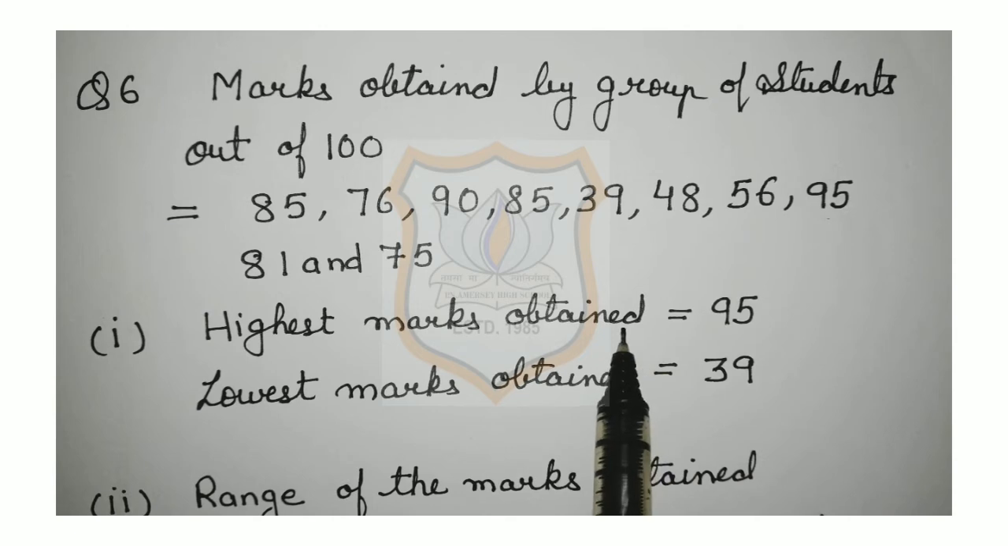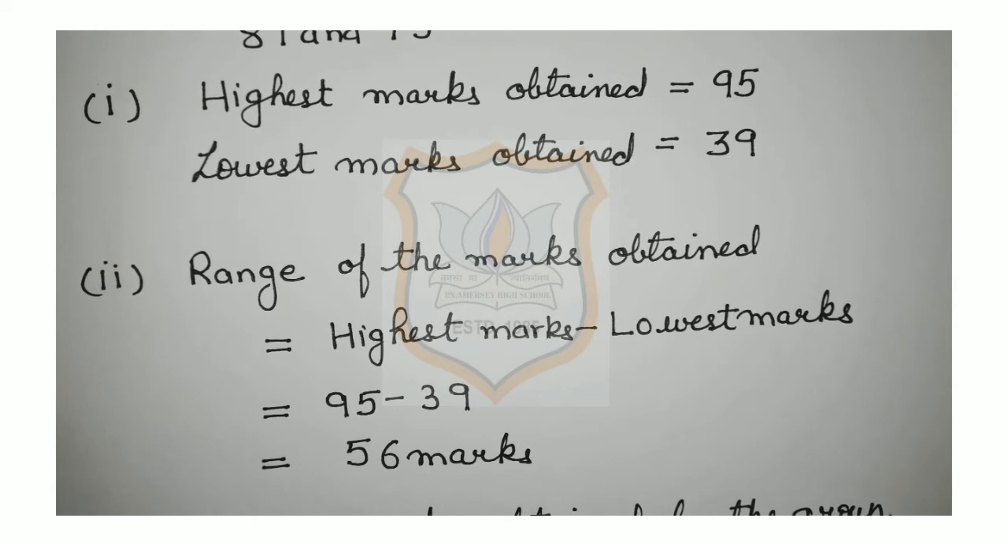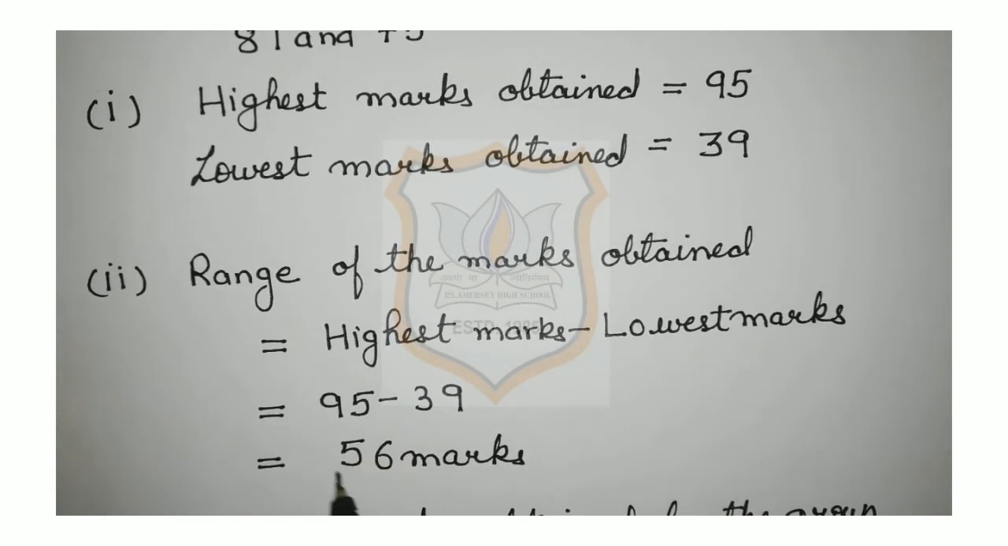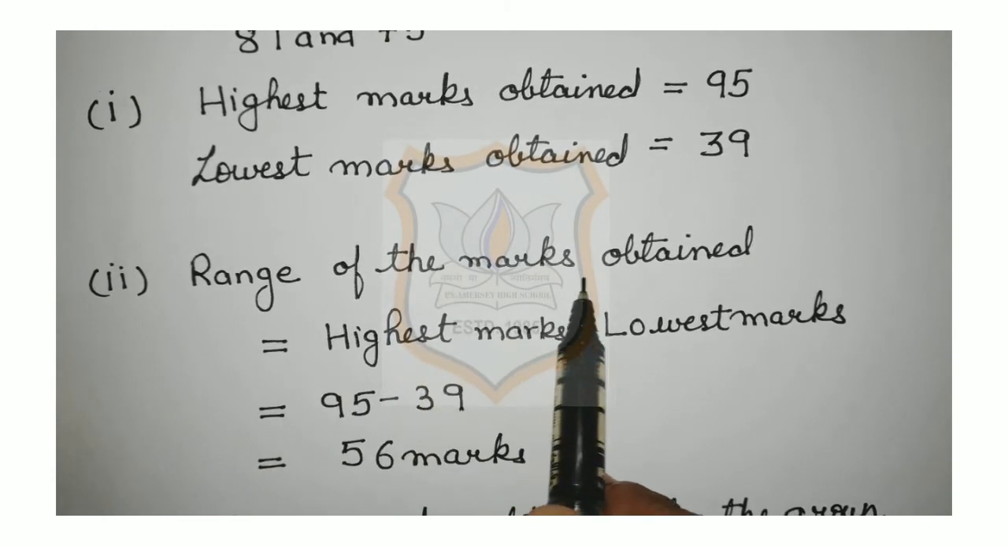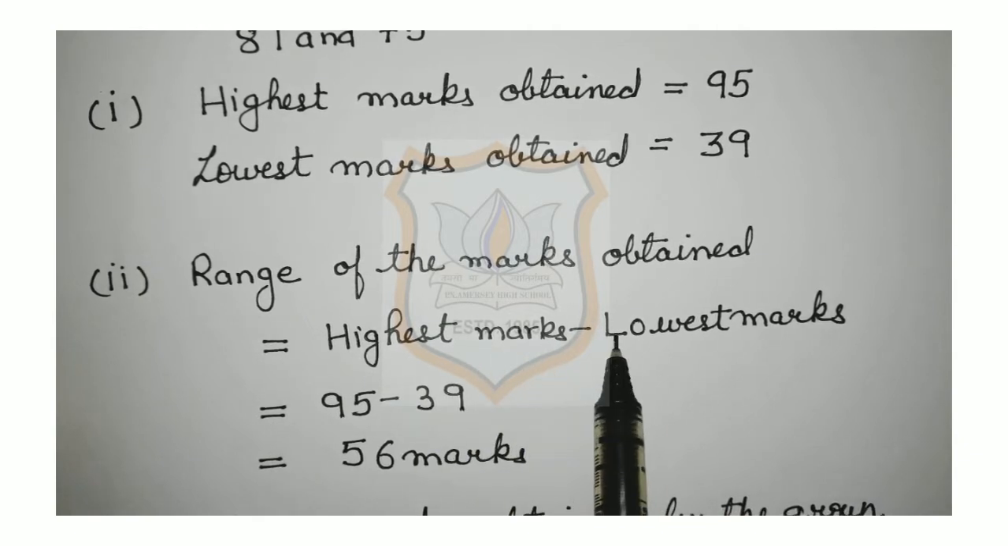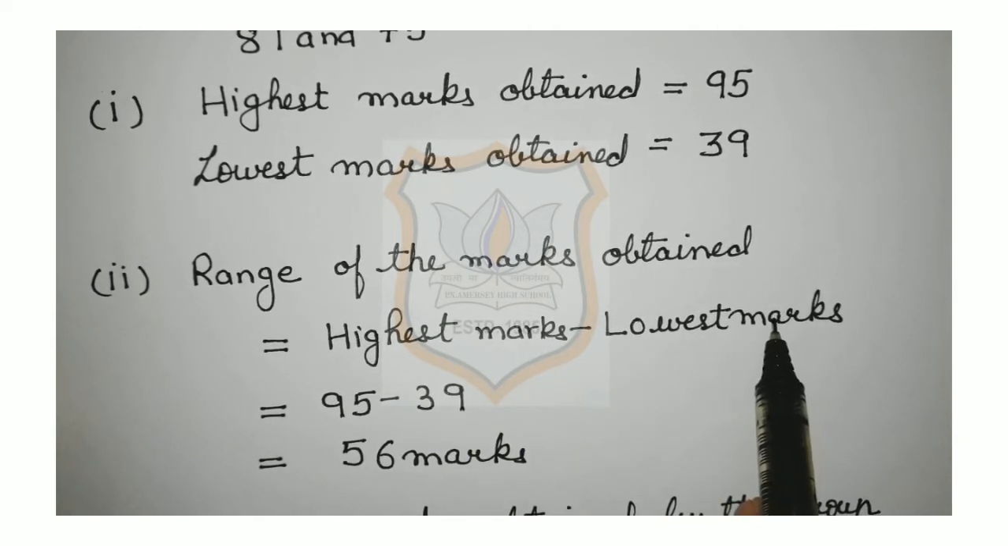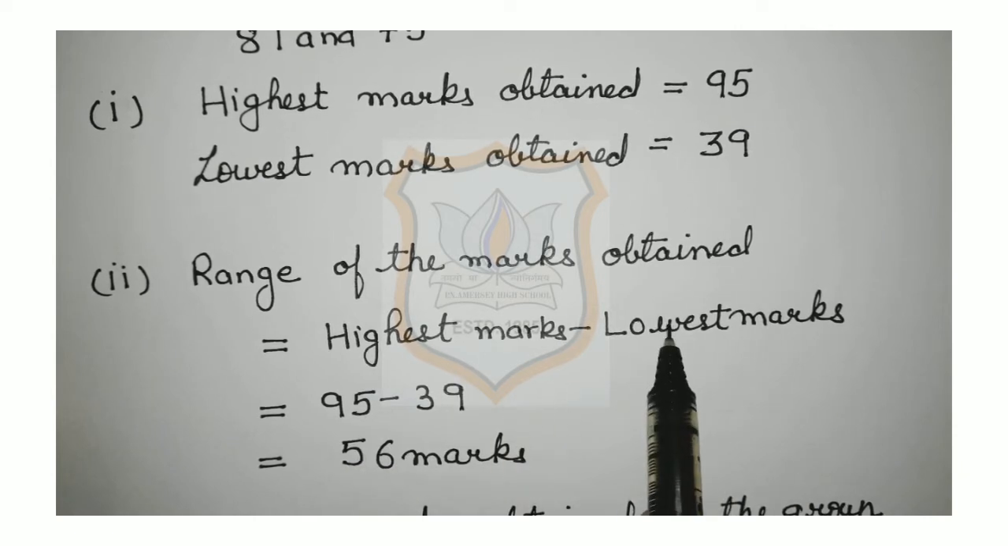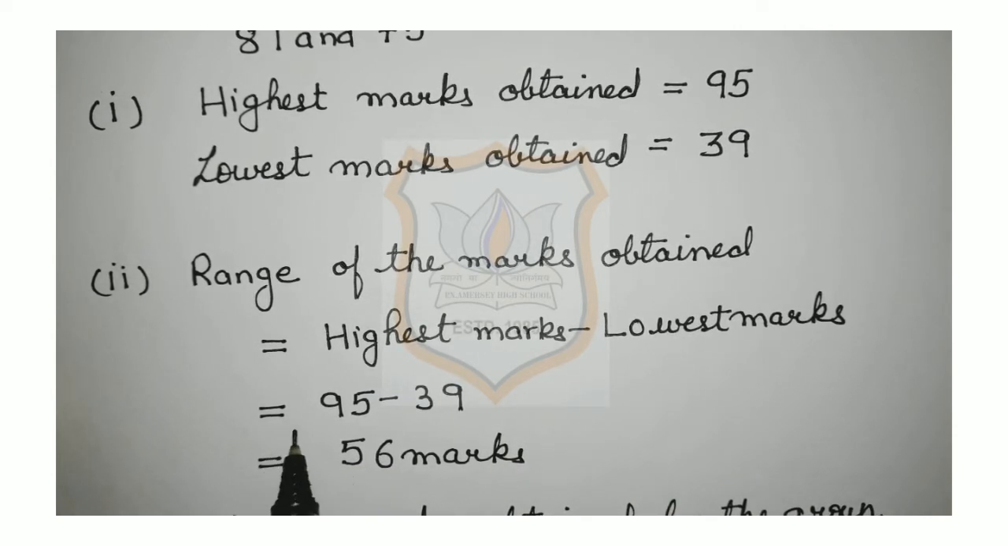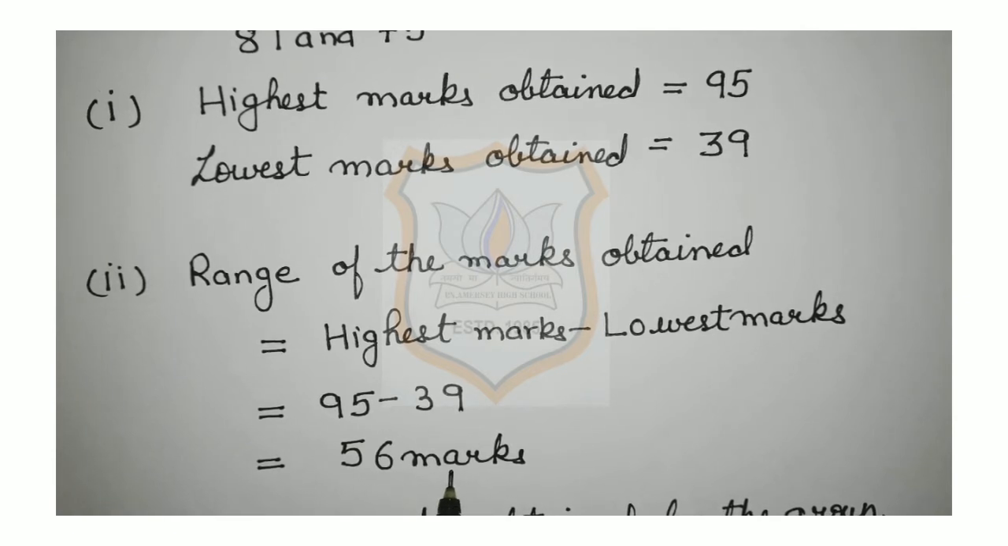In the second part, you have to calculate the range of the marks obtained. So let's calculate the range of the marks obtained. The range of the marks obtained is equal to highest marks minus lowest marks. This is the formula to find the range of the marks. That is highest marks minus lowest marks. Highest marks are 95 and lowest 39. So 95 minus 39. The difference of 95 and 39 is 56 marks. So the range of marks obtained is 56 marks.